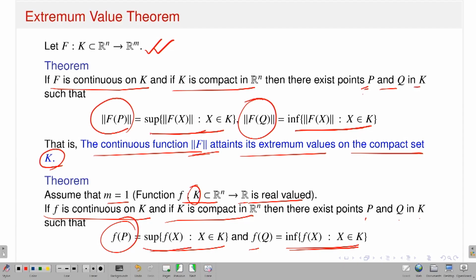As I said, the continuous image of a compact set is compact, it is a compact set in R, so it is closed and bounded, and therefore the supremum and infimum exist. But the most important part is that the supremum and infimum are attained at points. That means there exist points P and Q in the set K such that this supremum is nothing but the value of f at P and this infimum is the value of f at Q. That is more important than the existence, which follows because the continuous image of a compact set is compact. Another important part is that it attains the supremum and infimum at some points in the domain K.